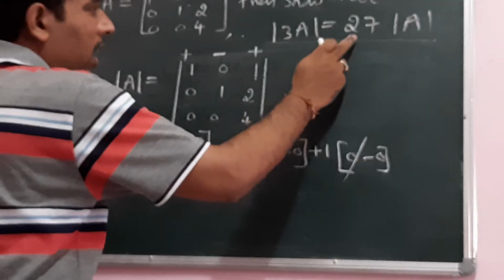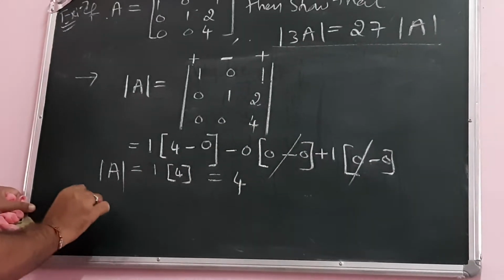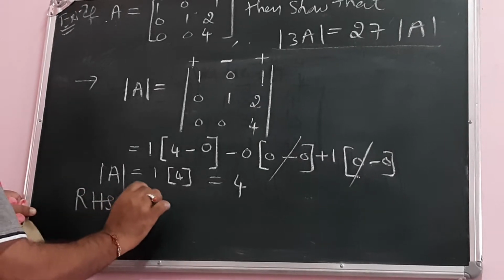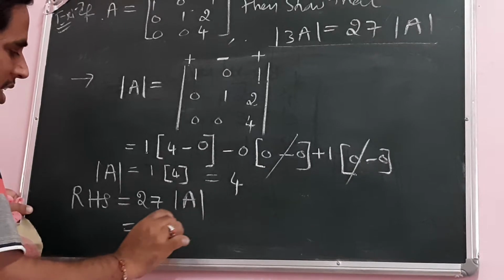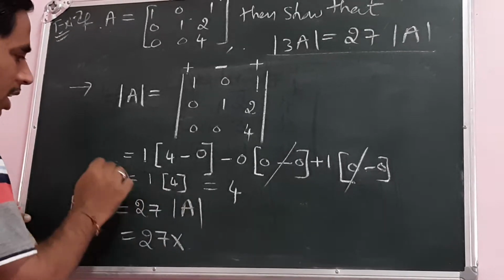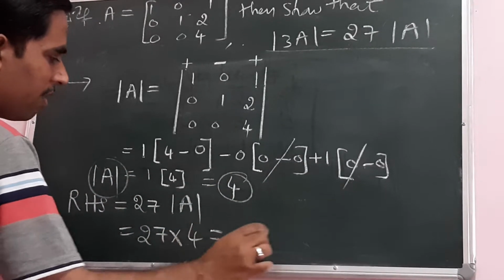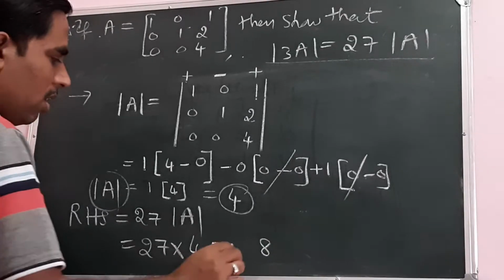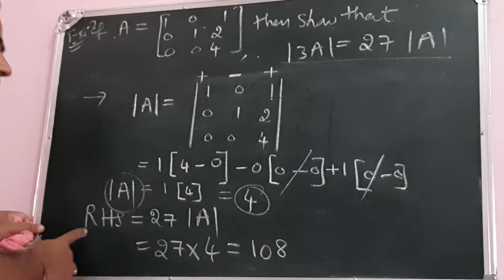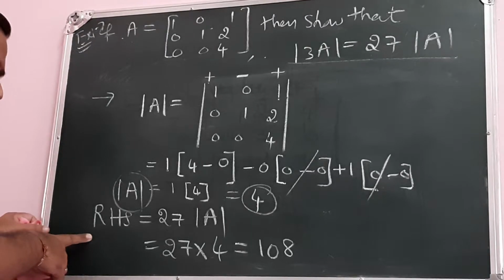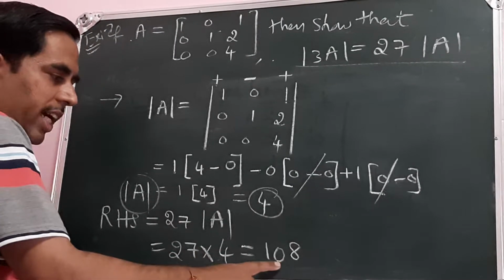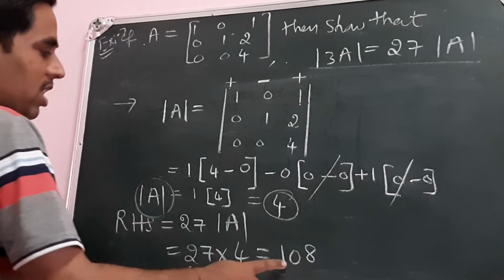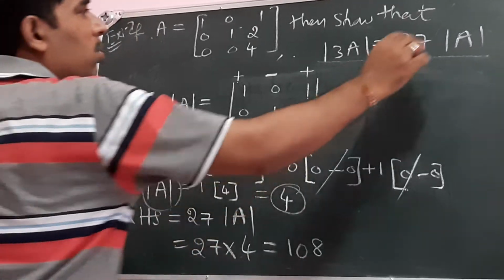On the RHS we have 27 times the value of the determinant. That means 27 into the value of the determinant, which is 4. So 27 into 4, we write the product here: 108. This is the answer for the RHS. If you multiply this, I get 108. So RHS is 108, and this one is over.